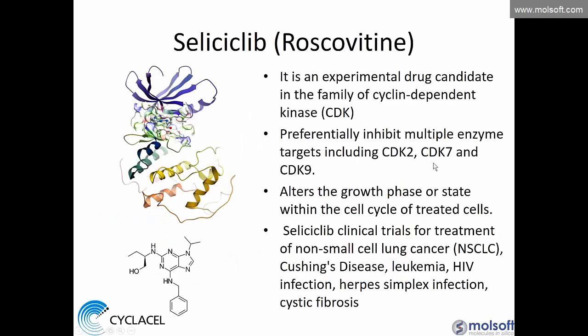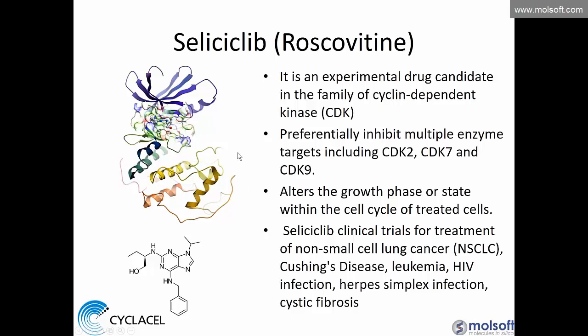So we're going to go through an example. In this example we have a lead compound called roscovitine. It's an experimental drug candidate for CDK. It preferentially inhibits enzyme targets including CDK2, 7, and 9. It alters the growth phase or state within the cell cycle of treated cells. And it's in clinical trials at the moment for Cushing's disease, leukemia, and other infectious diseases such as HIV and cystic fibrosis.